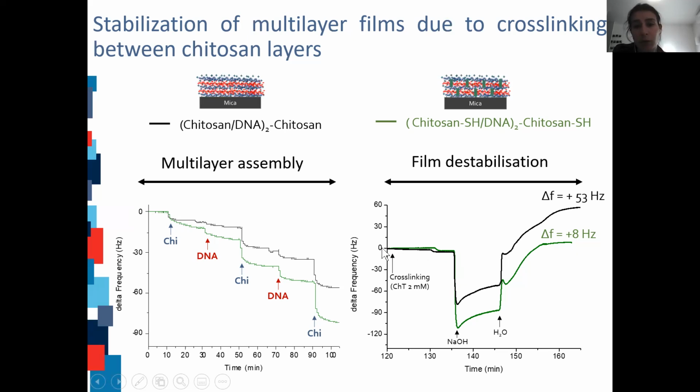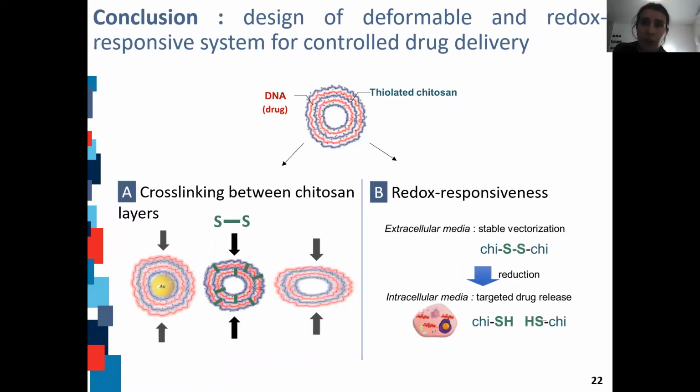On the other side, the film that was cross-linked shows almost no change of the frequency between before and after the destabilization, which means that we have a stable film, and that the cross-linking allows us to stabilize the film. So to conclude, we were able to design mechanical properties thanks to the thiolation of chitosan. We could get a broad range of mechanical properties due to the incorporation of different percentages of thiol function in the chitosan.